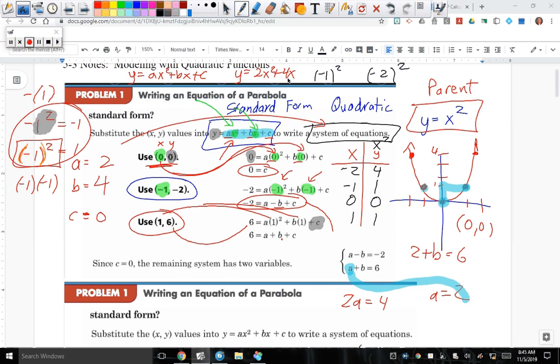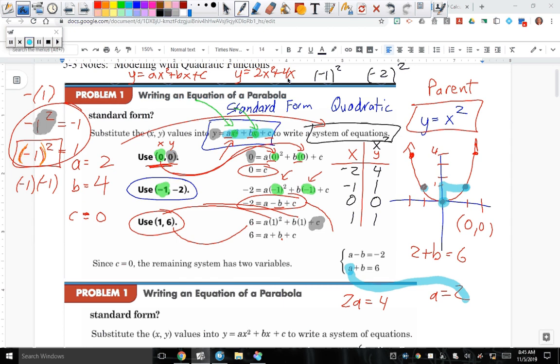Any questions from that? So how many points were necessary to do this? 3. So write it down in your notes if you need to. If you do it by a system of equations, you need 3 points. This is why in your performance task we ask for 3 points. Why do we need 3 points?